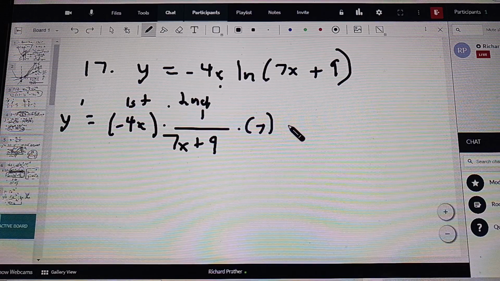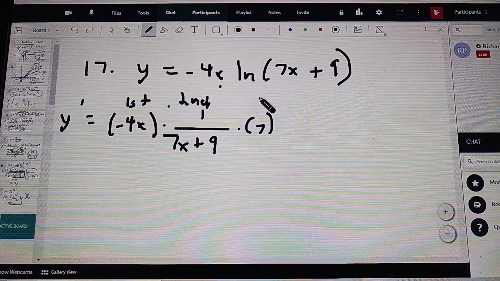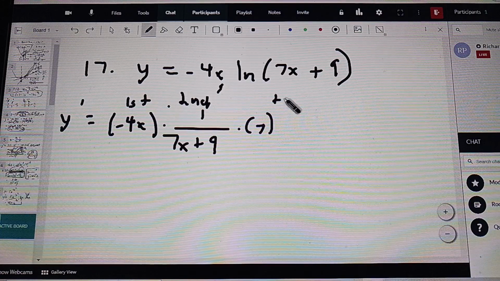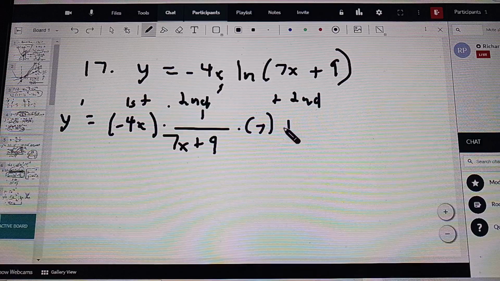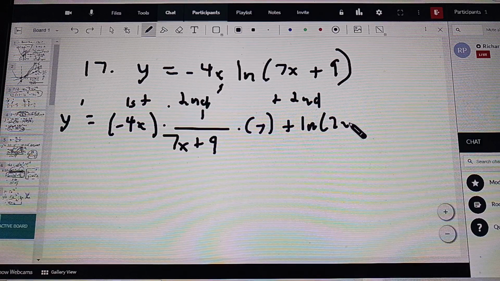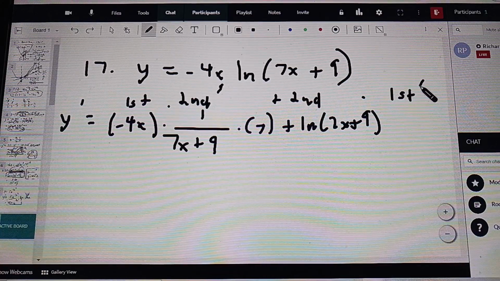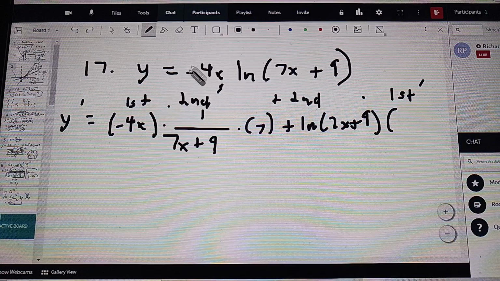And then there would be a times 1 over ln of e in this case, because the base of ln is e. But ln of e equals 1, so 1 over 1 is 1, and it doesn't matter. But if this was log base 5, then I would have to have 1 over ln of 5 attached as well. So first times the derivative of the second plus the second times the derivative of the first. And that's linear, so the derivative of negative 4x is just negative 4.